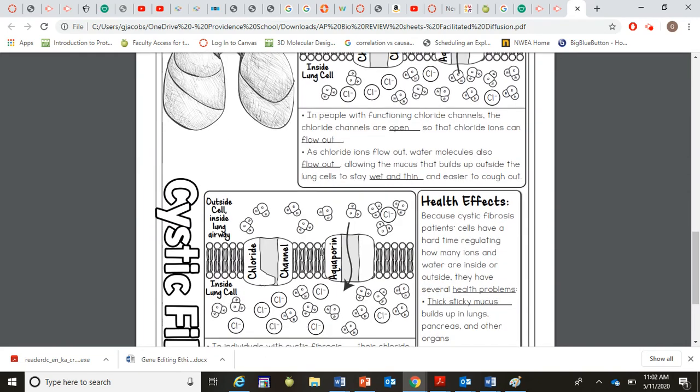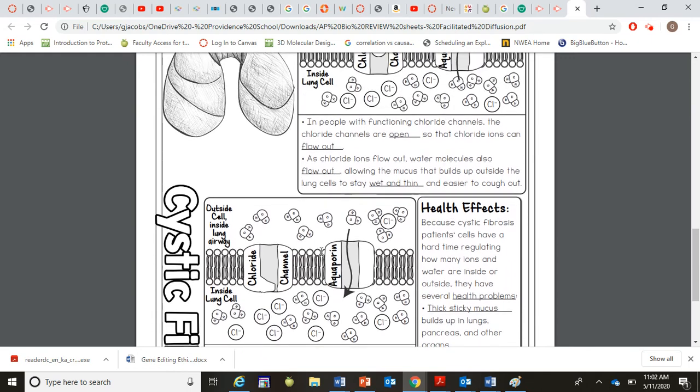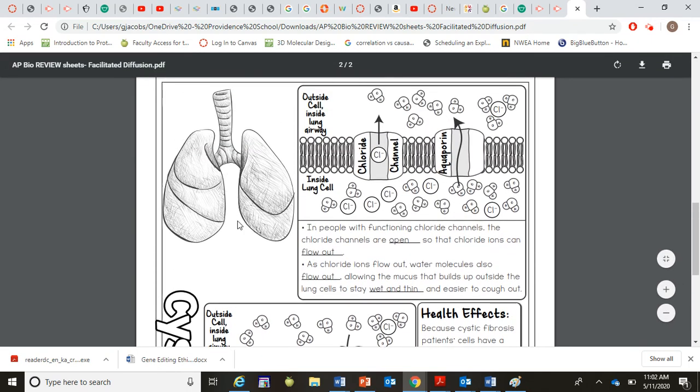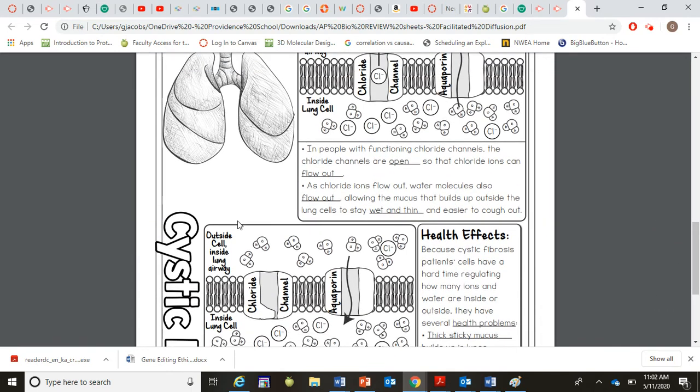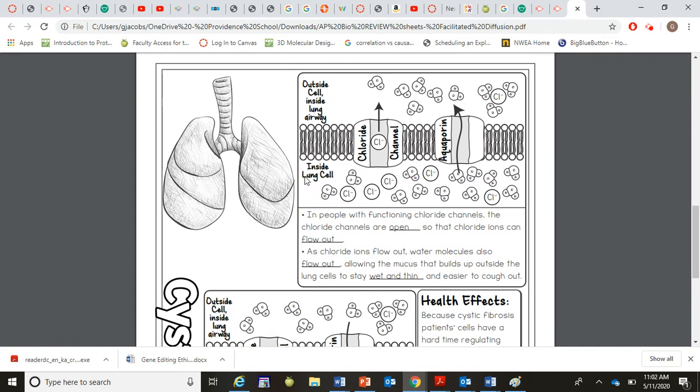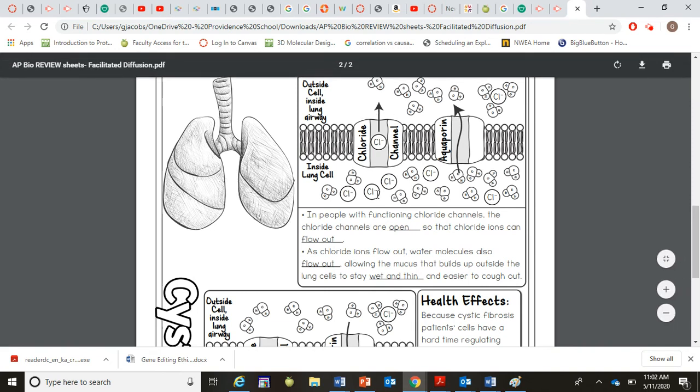Okay, this one's interesting. It's an example of what could happen if these are not working. So I could definitely see this being in an FRQ about what would happen if your membrane proteins weren't working correctly. And so here we have an example of a functioning chloride channel in the lungs. So in people with functioning chloride channels, the chloride channels are open so that the chloride ions can flow out. So typically the chloride is going from high concentration inside the cell to low concentration outside of the cell.